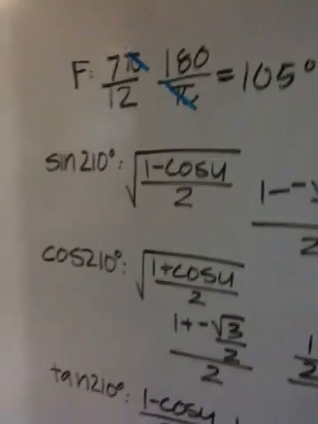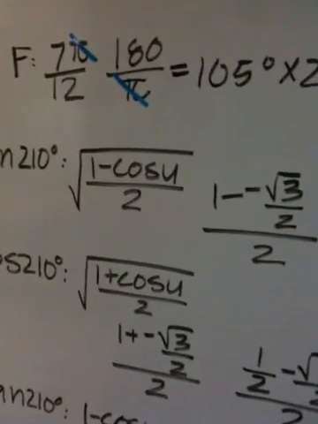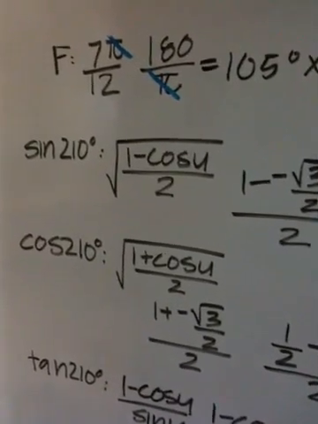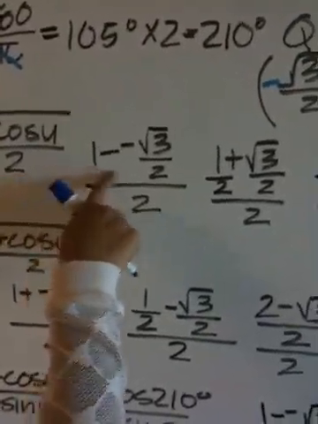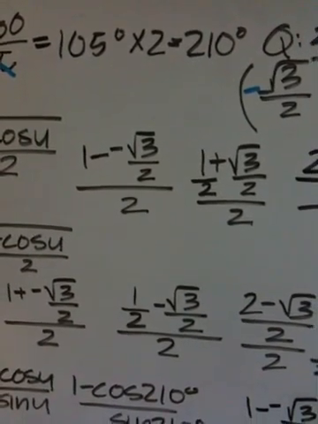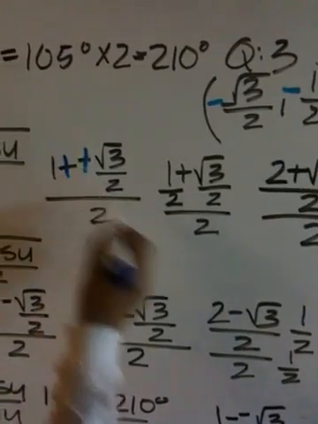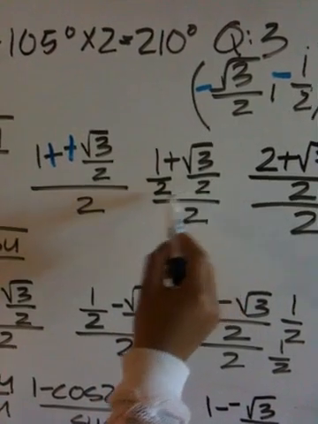And the formula we're going to be using is the half angle formula, which is square root of 1 minus cosine of u over 2. Okay, so right here we just plug in the numbers, which is going to be 1 minus negative radical 3 over 2, all over 2. And then these become positive, so it's going to be 1 plus radical 3 over 2.